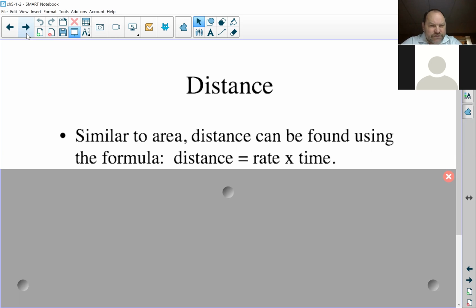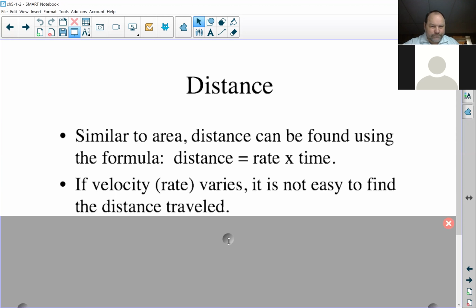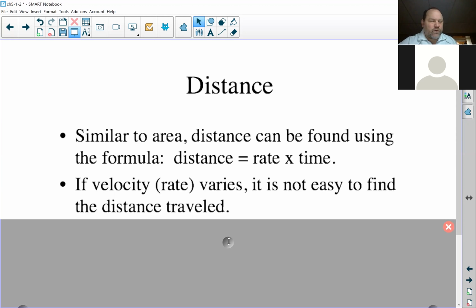So distance, similar to area, can be found using a very simple formula, one that you've probably used maybe a time or two. Distance equals rate times time. If velocity varies, then it's not as easy to calculate distance traveled. The distance equals rate times time is based on an average rate rather than a continuous rate.